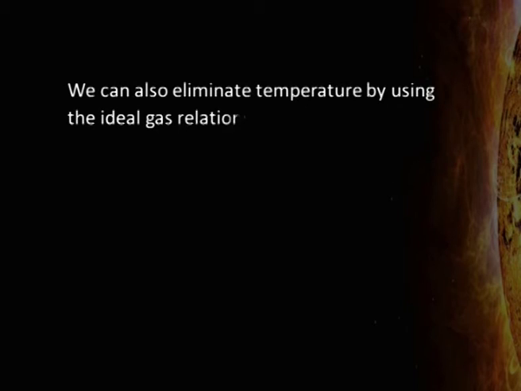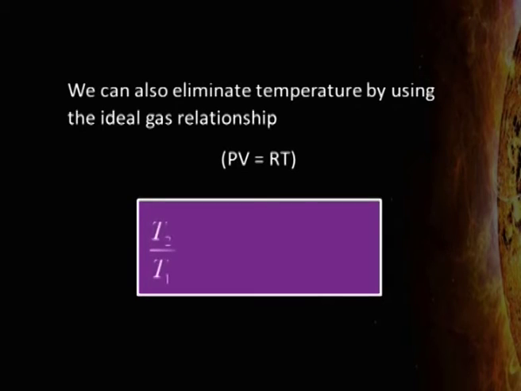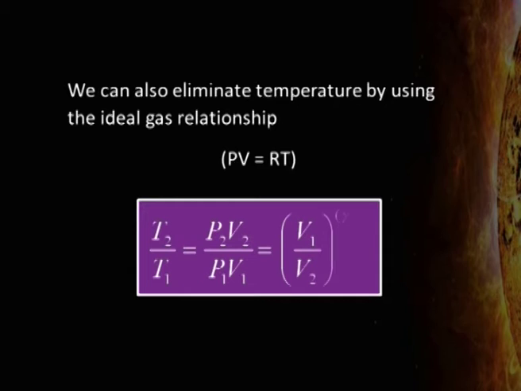using the ideal gas relationship PV is equal to RT. Hence, putting the value of temperature, we will get T2 upon T1 equal to P2 V2 upon P1 V1. Hence, T2 upon T1 will be equal to V1 upon V2 whole to the power gamma minus 1. This is denoted by equation number 6.